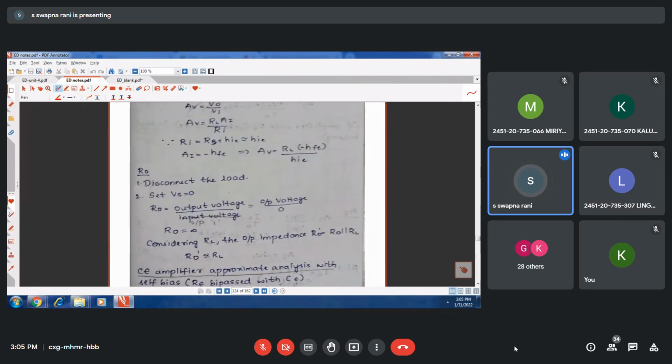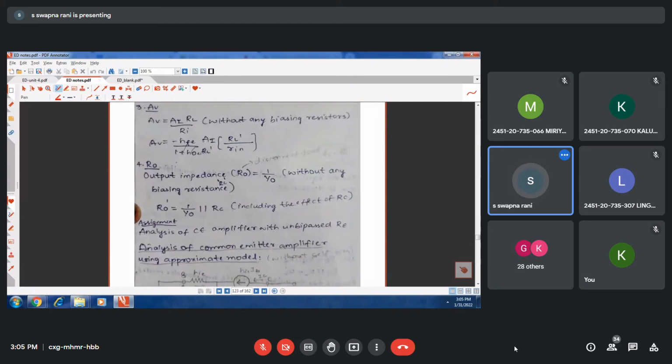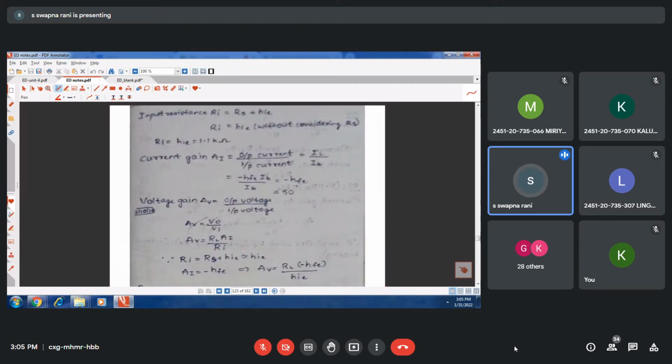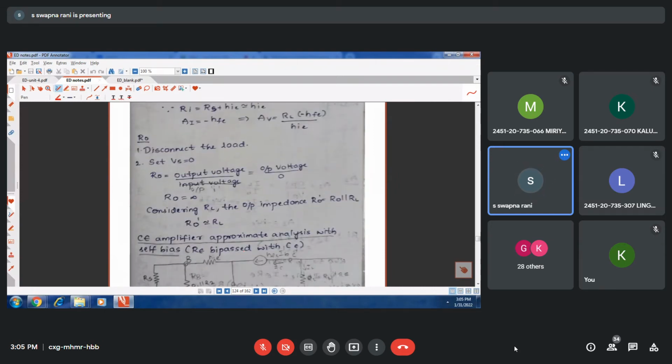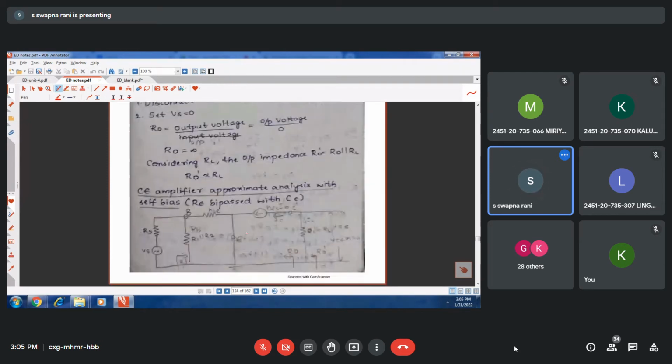So in the previous class we were seeing the common emitter amplifier using the approximate model. Suppose this same common emitter amplifier has biasing. If biasing is there, an extra resistor gets added here. I told you how to draw the equivalent circuit. So R1 parallel to R2, an extra resistance, is going to get added, and for self bias, RC parallel to that RL will be there.